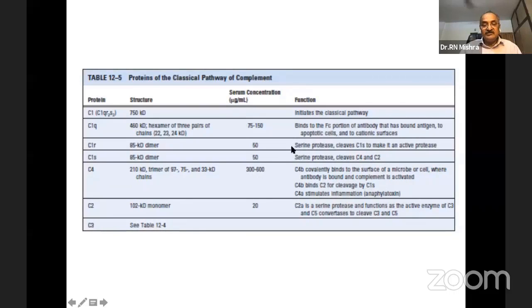As for the biological function, C1q binds to the Fc portion of antibody that has bound to antigen or apoptotic cell. C1r is a serine protease, it cleaves C1s. C1s is again a serine protease which cleaves C4 and C2. C4b covalently binds to the surface of the microbial cell where antibody is bound and complement is activated.